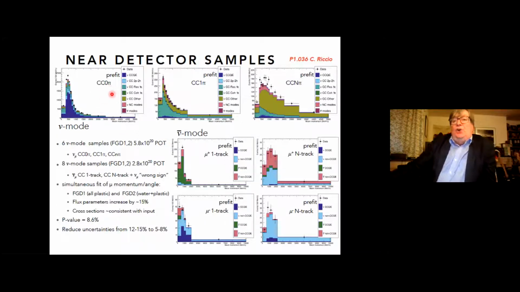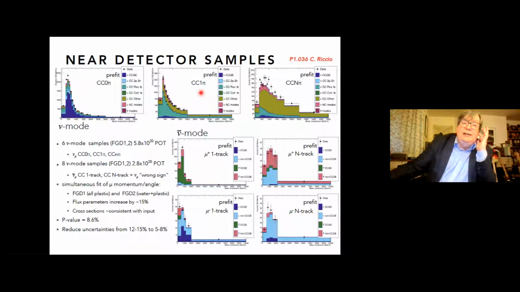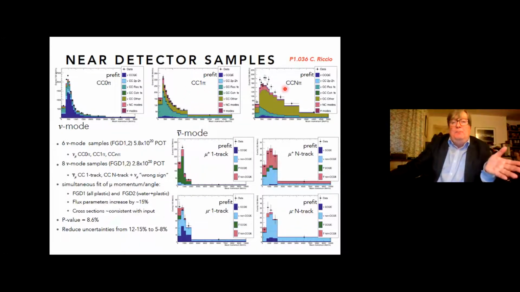These are charge current events, events with an outgoing muon or an outgoing electron and no indications of any other particles. These are ones with a charge current event that have a pion, multiple pions, and various other things. And what you see here is the data in the near detector, which are the points, compared to the prediction of the Monte Carlo, which are the histograms. And this is done out of the box. This is what we thought would happen.